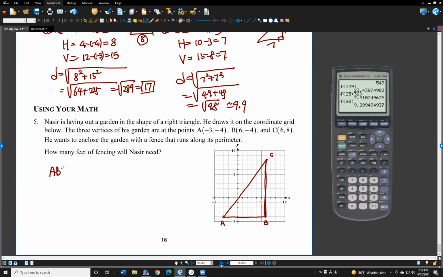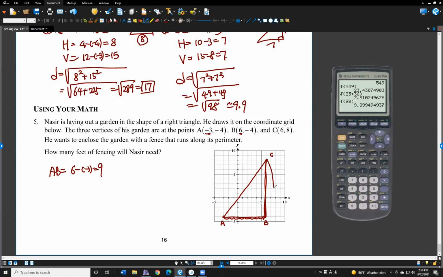AB equals how much? AB equals how much? B minus A, right? 6 minus -3, right? That is 9, okay? 6 minus -3, that equals 9. You can count over here. 1, 2, 3, 4, 5, 6, 7, 8, 9.